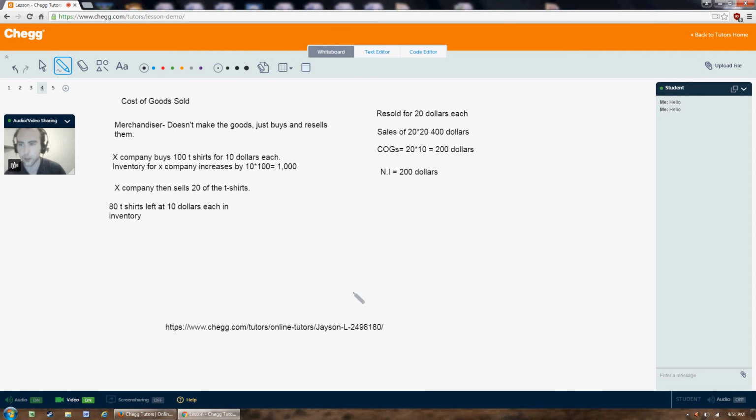Today we're going to be talking about cost of goods sold. Cost of goods sold in terms of a merchandiser, i.e. someone who buys and resells goods rather than making them themselves, isn't too complicated.